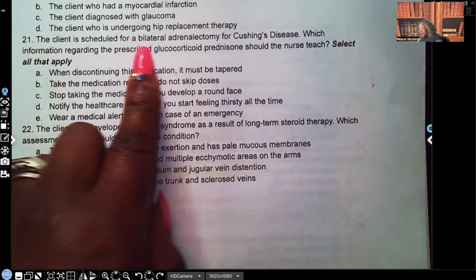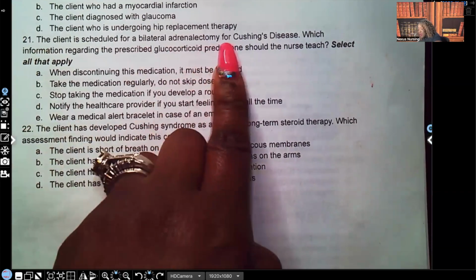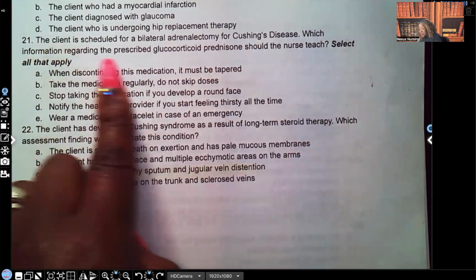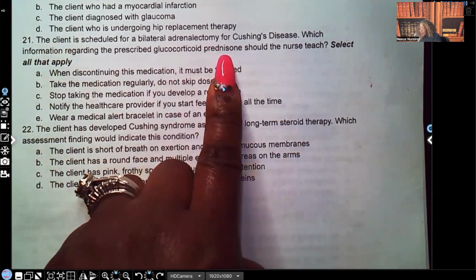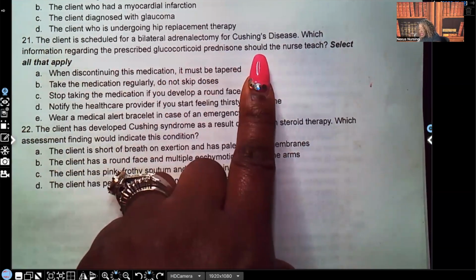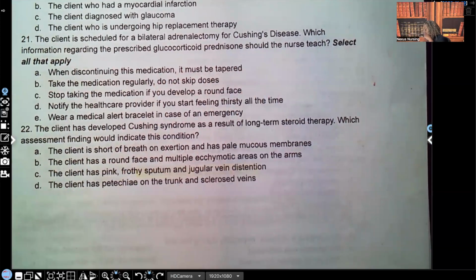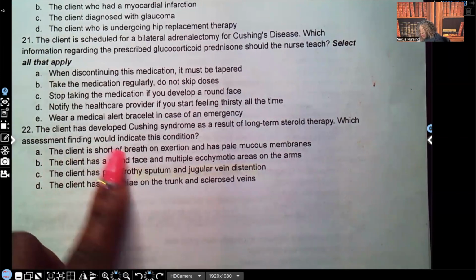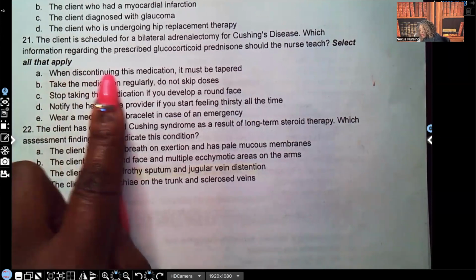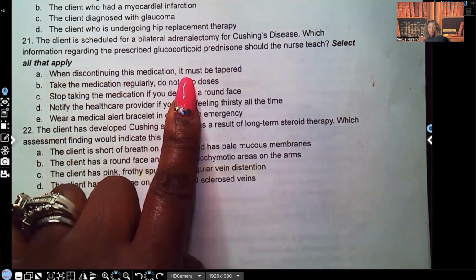All right, number 21. The client scheduled for bilateral adrenalectomy for Cushing's disease. Which information regarding the prescribed glucocorticoid prednisone should the nurse teach? Select all that apply. All right, guys, how do we treat select all that apply? As true or false? Let's go. A, when discontinuing this medication, it must be tapered.